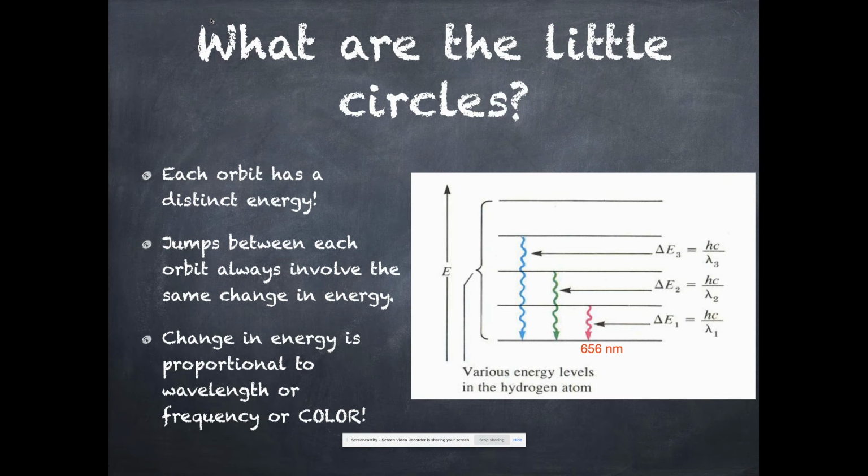So you'd get the 656 line that you saw, the 486, the 434. You're starting to get the idea here. Okay? Now, this is pretty straightforward. Okay? And people bought into this theory really quickly.